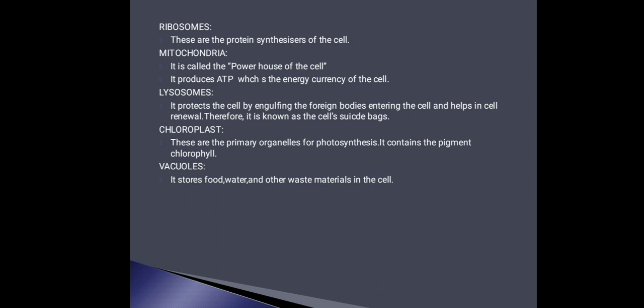Coming to vacuoles, their main function is to store food and other waste materials in the cell. Many vacuoles are present in the animal cell and only one vacuole is present in the plant cell. This is all about what the cell is made up of, the structure of the cell, and the cell organelles. This is about today's topic.